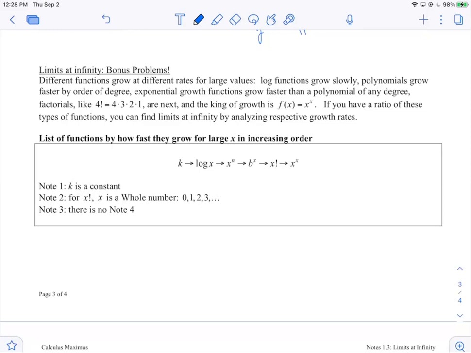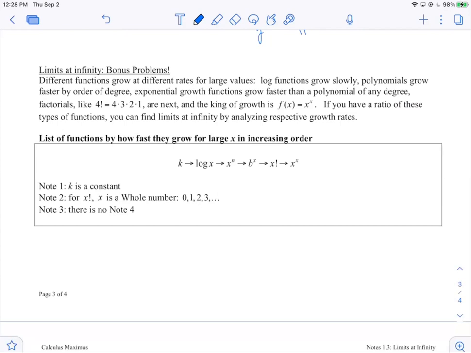And then you have the king or queen of growth, whatever you prefer. We call this the Aleph function, x to the x. Aleph is the first letter in the Hebrew alphabet, and they're the fastest growing functions. So again, they also have their own hierarchy, x to the x versus x to the x to the x versus x to the x to the x to the x. You don't see that often.